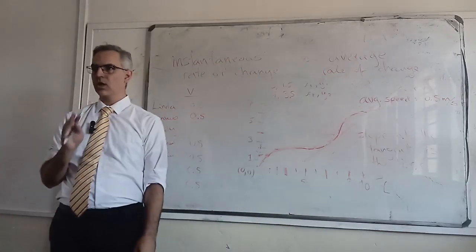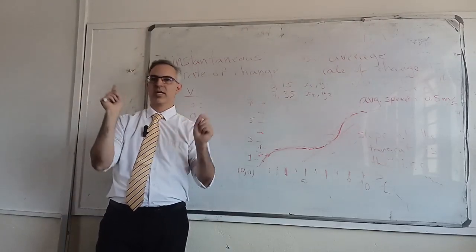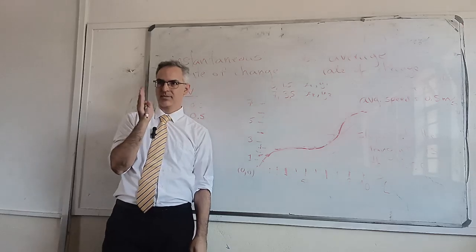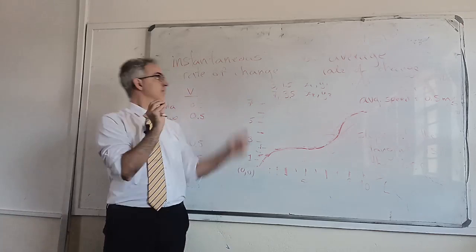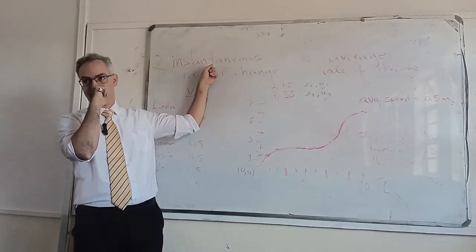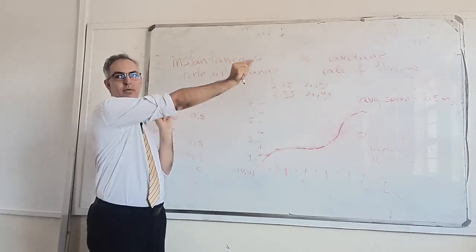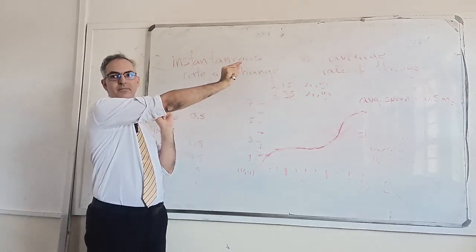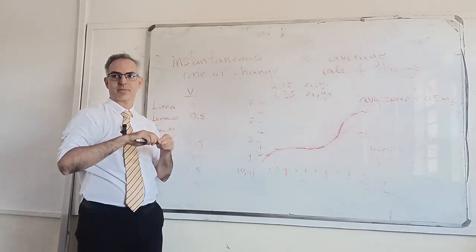An average is always between 2 points on the curve. There's no such thing as the average at a point. Then it's instantaneous. It's at that instant. That's the instantaneous at one point. If it's from this point to that point, then it's now an average. Okay?